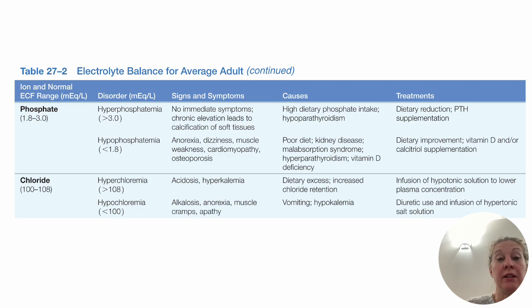Hypokalemia can lead to alkalosis, loss of appetite, and then muscle cramps. Vomiting and hypokalemia are usually the causes of that. And diuretic use of infusion or hypotonic salt solutions can help to restore the balance there.